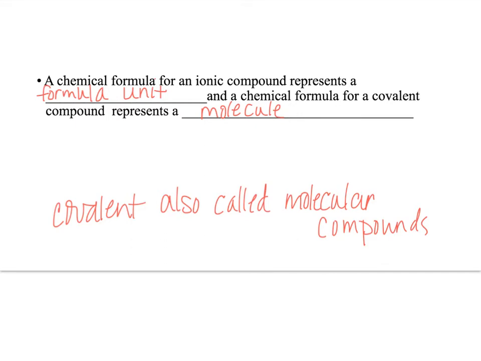Question 1 says a chemical formula for an ionic compound is represented by a formula unit, and a chemical formula for a covalent compound is called a molecule. We also sometimes call covalent compounds molecular compounds because they are forming molecules.